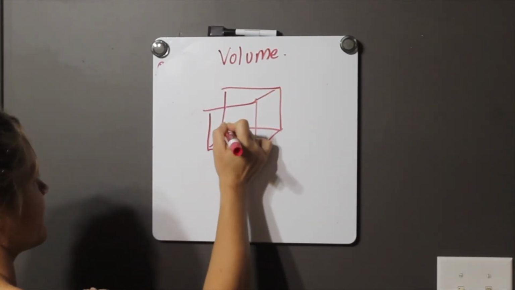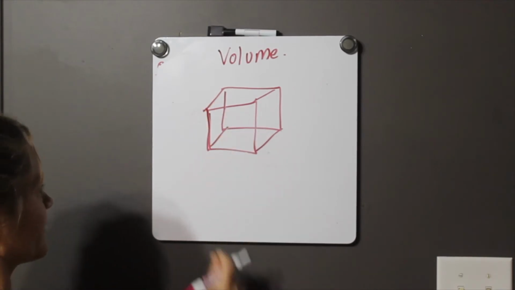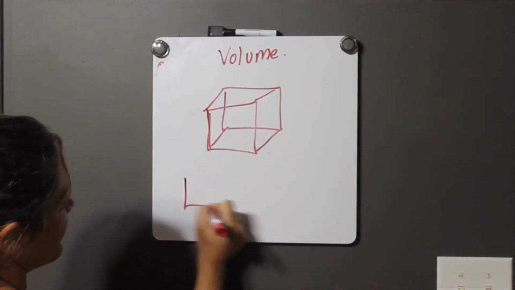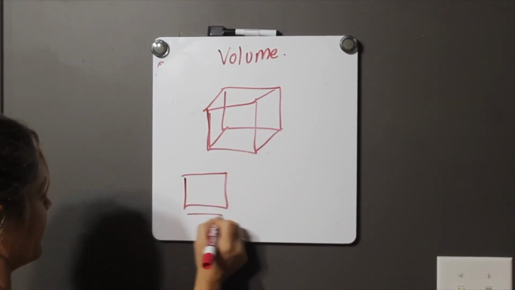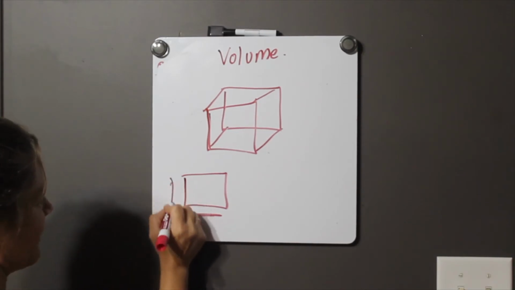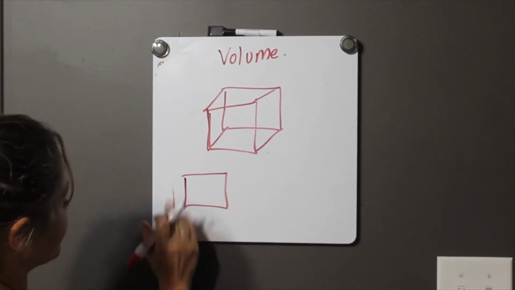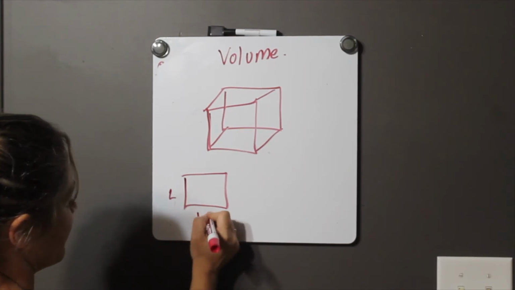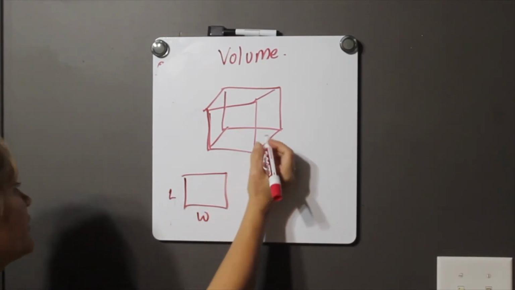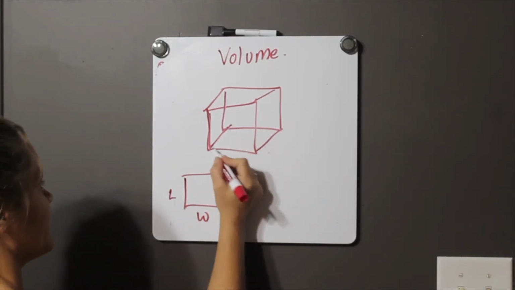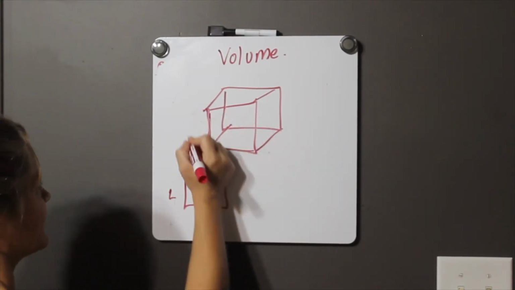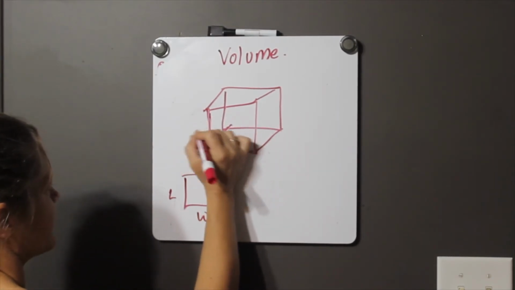Alright, there we go. I got a three-dimensional cube here. When we just have a square, we have width, and we have length or height. Length and width. Here we have another dimension. So we've got length and we have width, but we also have height. So length, width, and height.